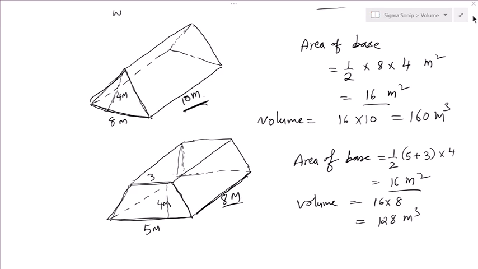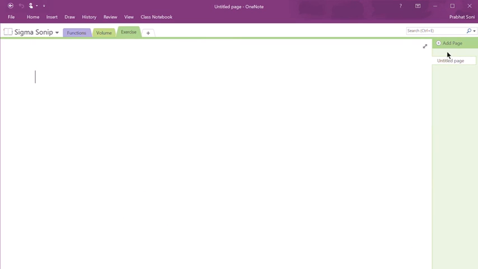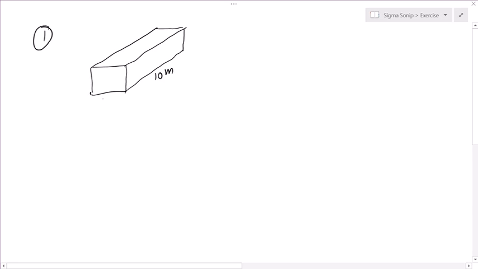All right, so a few exercises for you guys to try now. Okay, so I'll just draw the diagrams here. So you need to find the volume of these prisms. 10 meters, 4 meters, and this is a square prism. Find the volume.